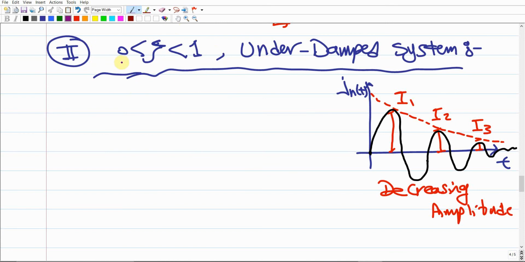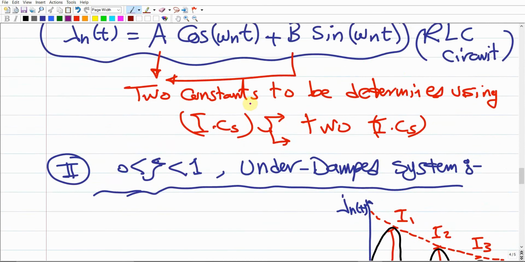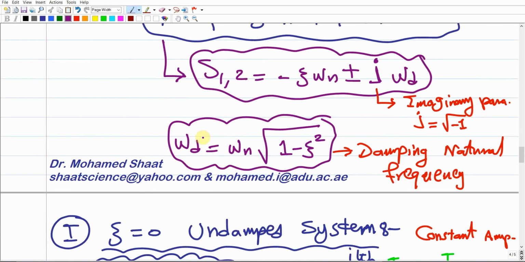The same thing applies to some electrical circuits. It is preferred to have the current decaying, while in some other electrical circuits we may need the current increasing. And this is the third type that we are going to discuss, or the fourth one. Anyway, the second type is where xi is in this range. It means that omega n and omega d will be different, because xi will have a value, and omega n will be different than omega d.